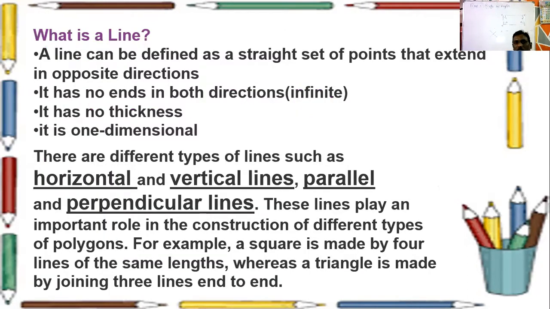A line can be defined as a straight set of points that extends in opposite directions. It has no ends in both directions. A line is different, a line segment is different. A line segment means it is fixed. Just a line means this is the line.